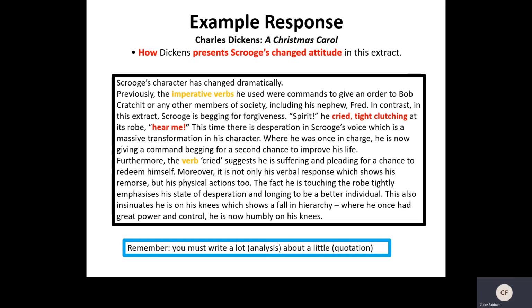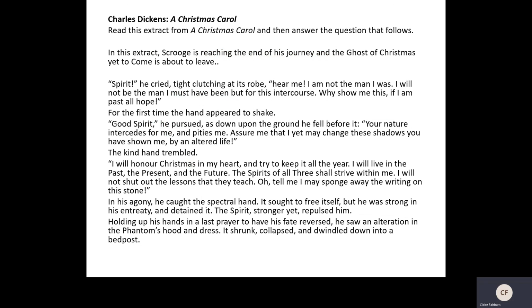Now, let me give you a little bit of a clue about that. If you look at the last paragraph, it says "holding up his hands in a last prayer." So you've got to think that society at that time was extremely religious. The only day people would have had off was a Sunday, so that they could go to church. Therefore, the fact that he is praying, you could link that into society at that time and what it shows about his beliefs.